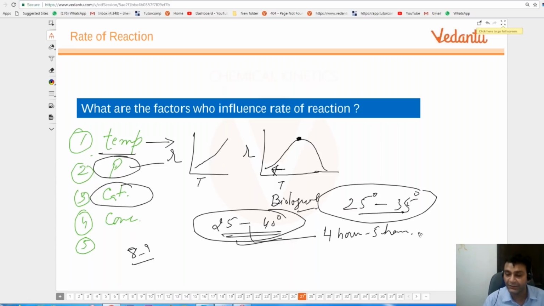It changes the rate of reaction. It does not mean always increase. A catalyst can increase the rate of reaction or decrease the rate of reaction, both ways. It depends upon the catalyst that we are using. If it is a positive catalyst, it will increase the rate of reaction. And if it is a negative catalyst, it will decrease the rate of reaction. Right? Okay.